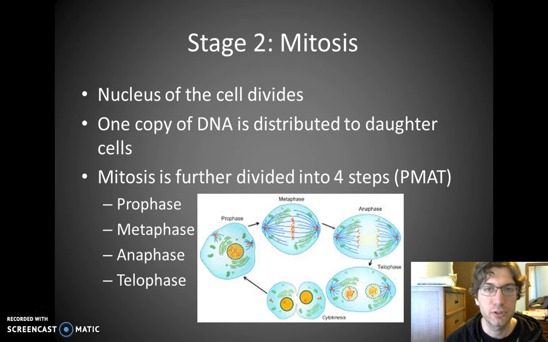Stage 2 is mitosis. Mitosis is further broken down into four stages. So our cell cycle has 3 stages in it, and our second stage, mitosis, is broken down into 4 stages: prophase, metaphase, anaphase, and telophase. You can help remember that by the acronym PMAT if you need to. But basically, we are going to further divide our nucleus here. Our actual cell is not being really divided here, but our nucleus is.